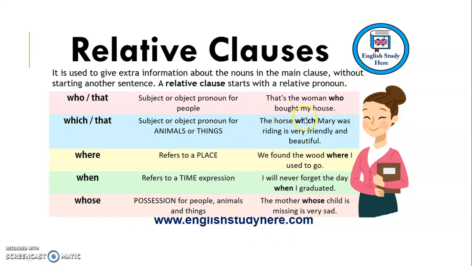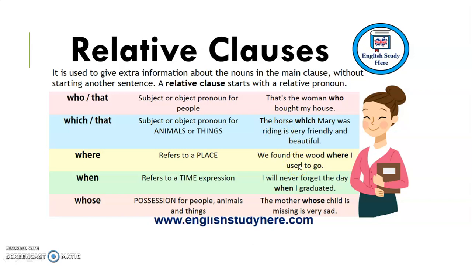Okay, here you have some examples. The word that you have highlighted is your relative pronoun, so that is the beginning of your relative clause. Check this out. That's the woman who bought my house. Whenever you have a person, remember that you use who. The horse which Mary was riding is very beautiful. Remember that this which is referring to an animal or a thing, in this case the horse.